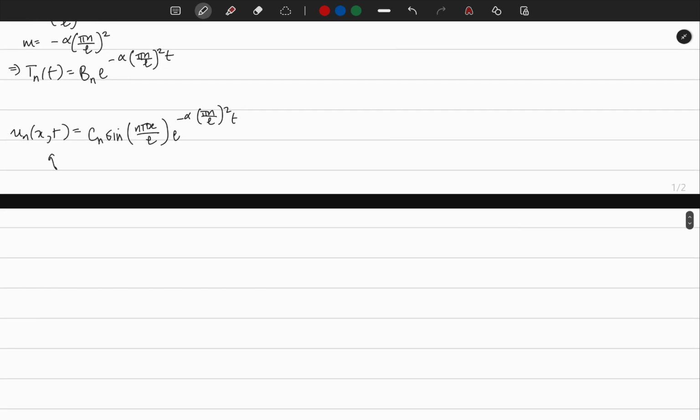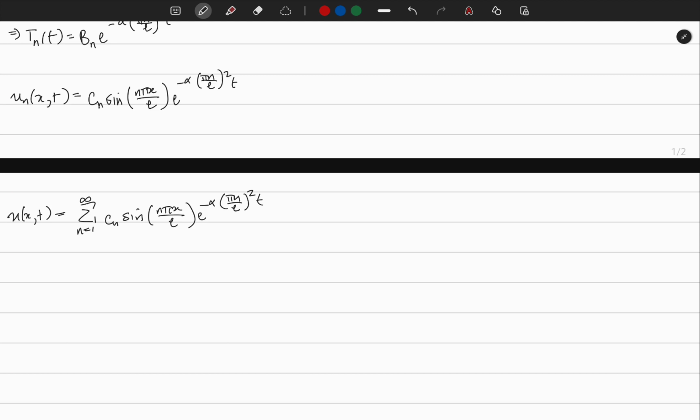Now, this is for any particular n. But it turns out, by the superposition principle, that any linear combination of these products will also be a solution. So we'll let u of x,t be equal to the sum, as n goes from 1 to infinity, of u_n of x,t, or in this case, C_n sine of n pi x over L, e to the minus alpha (pi n over L) squared t. Alright, great. So this is our general solution.